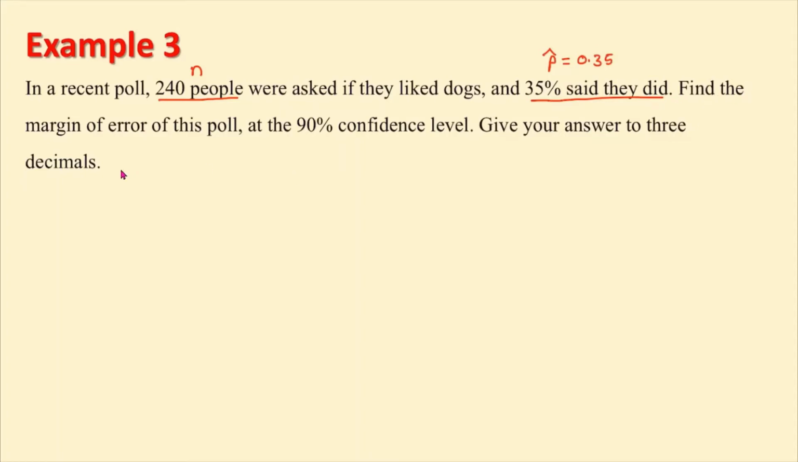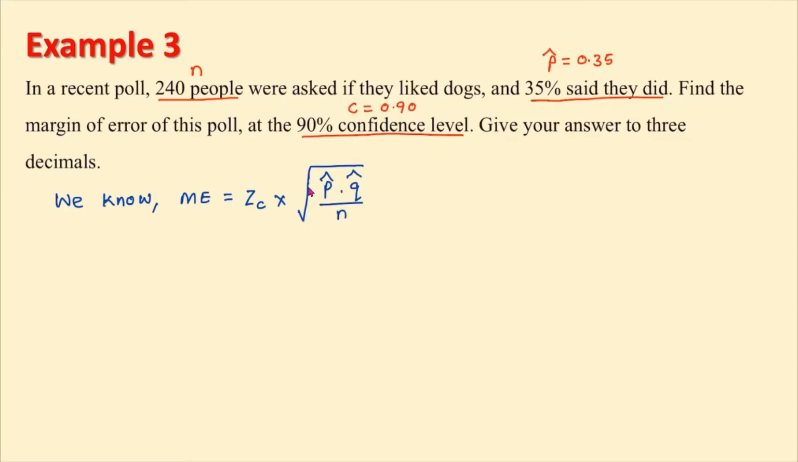Now what we need to do is find the margin of error for this poll at 90% confidence level. When we say at 90% confidence level, the value of C is 0.90. Now here we are looking for the margin of error. So we know the formula: when you have the proportion, the margin of error is Z critical multiplied by the square root of P hat times Q hat divided by N.